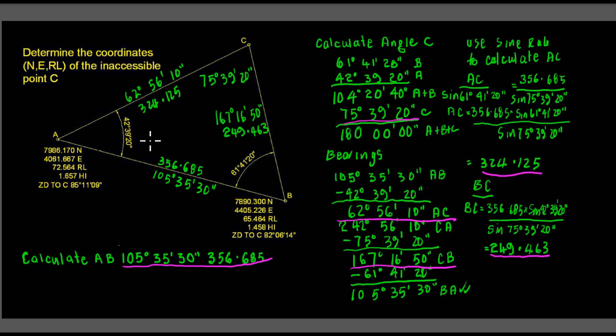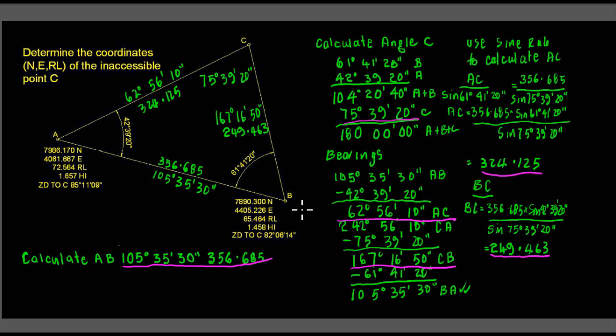Now let's work out some bearings, because we're going to need some bearings to get the coordinates of C. So we start with 105, 35, 30 AB, and from that subtract 42, so that's going in that direction. Subtract 42, 39, 20 gives us 62, 56, 10 to AC. Now we just go to C and come 180, reverse down that, 242, 56, 10, that's C to A. Take off our angle 75, 39, 20, and we get 167, 16, 50, our bearing C to B.